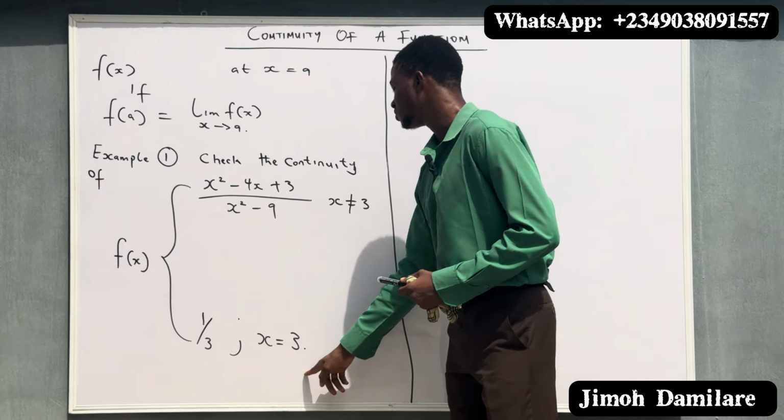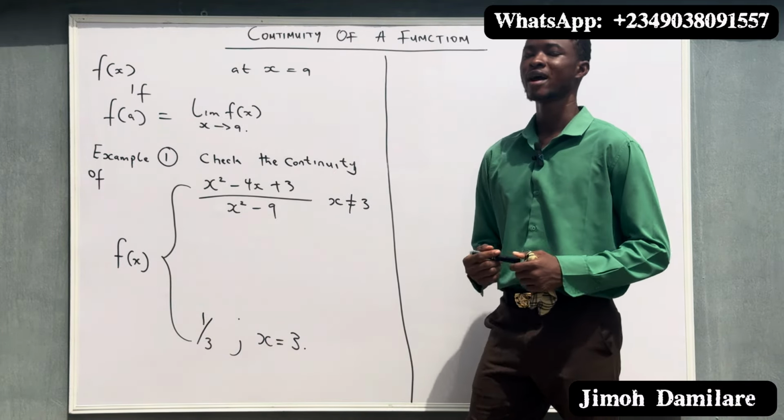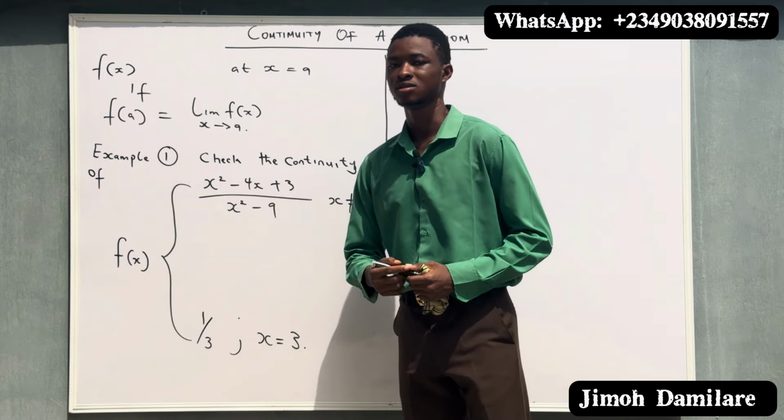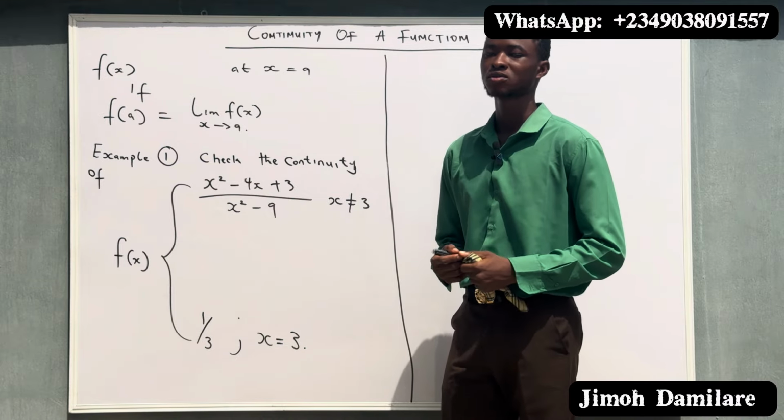And the second condition, which is x equal to 3, what we are expected to do here is to find the limits of this function, and after finding the limits, we substitute x to be equal to 3. And if we get our final answer equal to 1 over 3, we are going to say the function is continuous. So this is a simple way of solving this question.